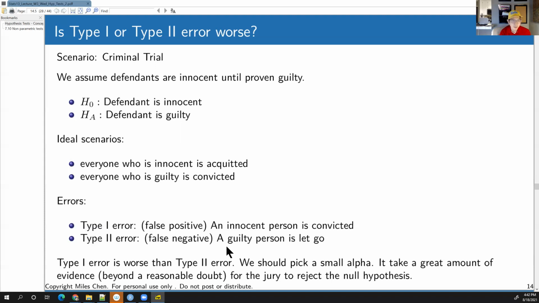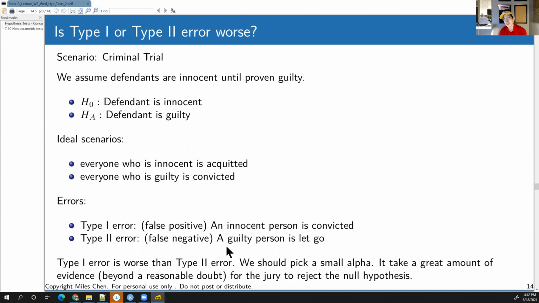And we use a phrase for this. The judge doesn't tell the jury use a small alpha, but they say, make sure you are convinced beyond a reasonable doubt, okay? They don't want the jury to convict the defendant because of a hunch or a gut feeling, but they want the evidence to be convincing beyond a reasonable doubt before the jury comes to a guilty verdict here, okay?